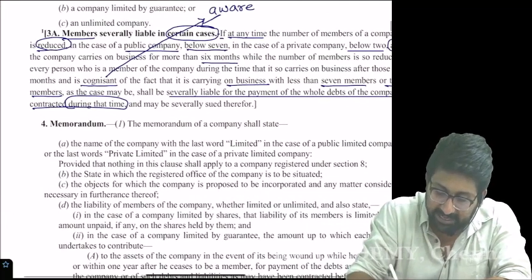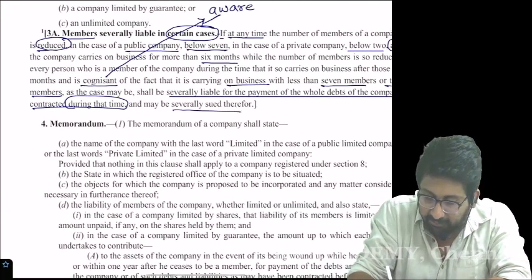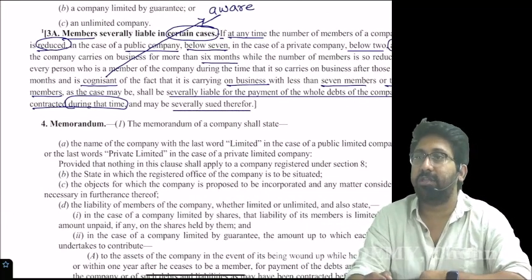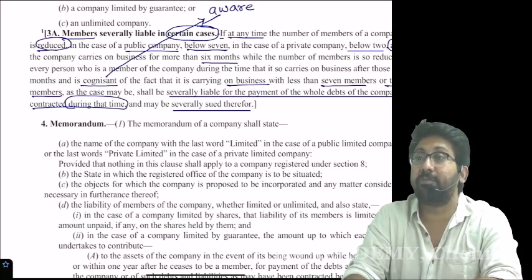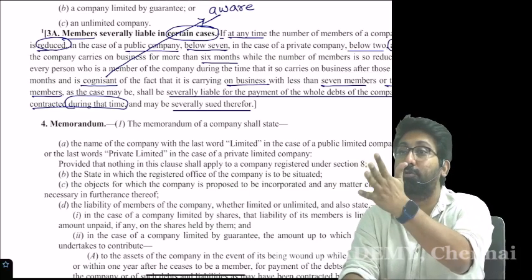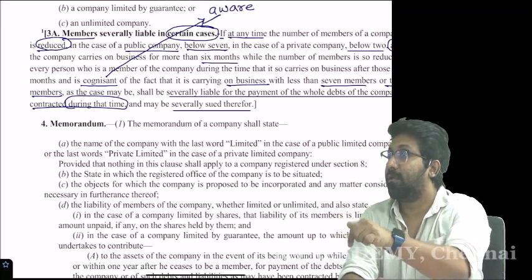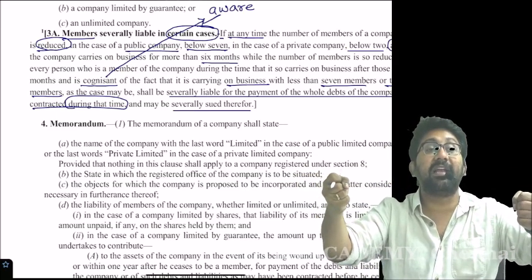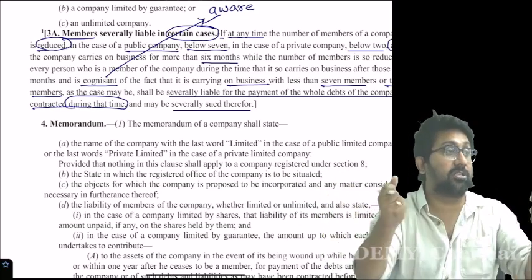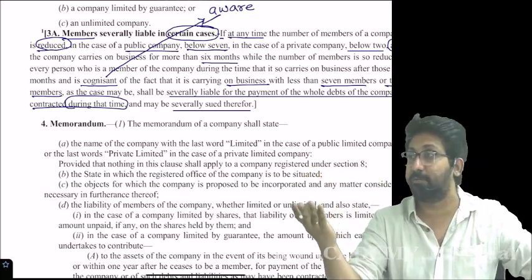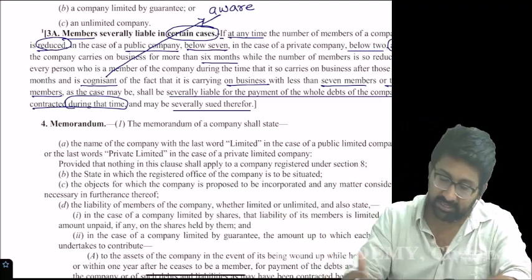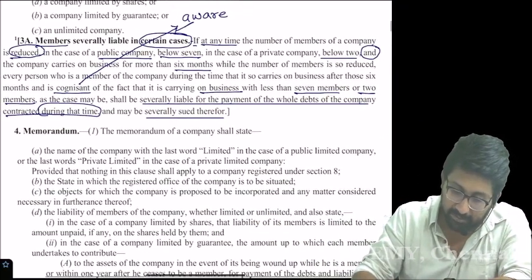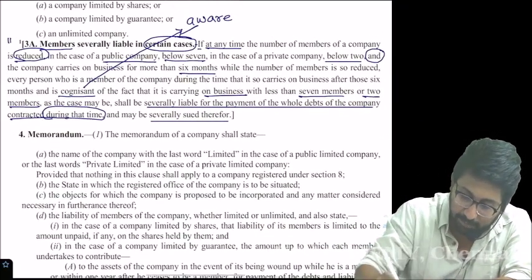And may be severally sued therefore. Severally sued therefore means what? The company can't be sued. Who will be sued? What status is lost? Separate legal existence is lost. It became a partnership firm type. That's the idea behind it. Take a minute. Read the Bare Act properly.